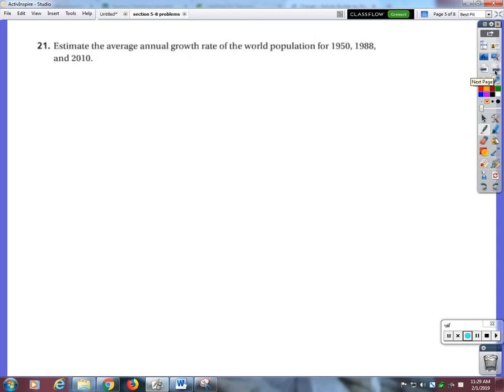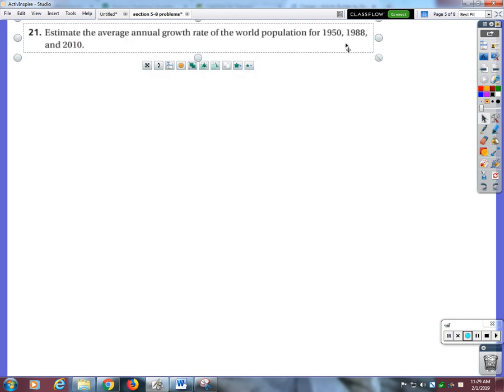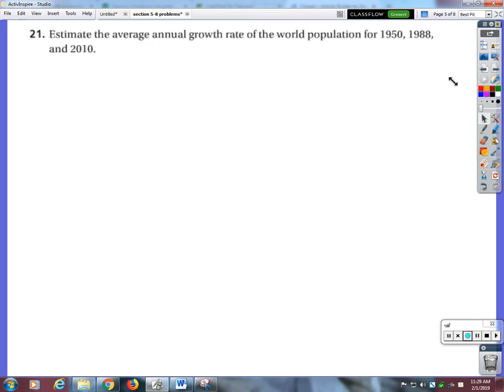Okay, 21 says estimate the average annual growth rate of the world population for the years 1950, 1988, and 2010. And you're like, what? How are you supposed to know that? This is a weird random question.